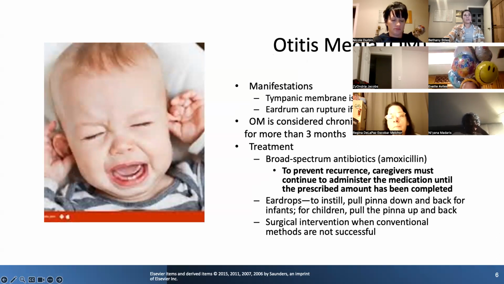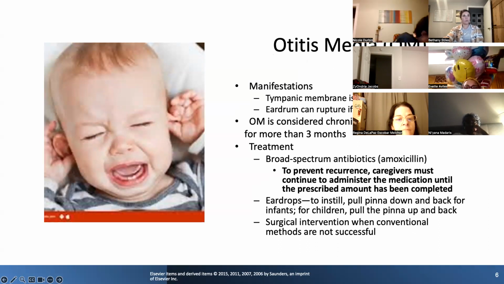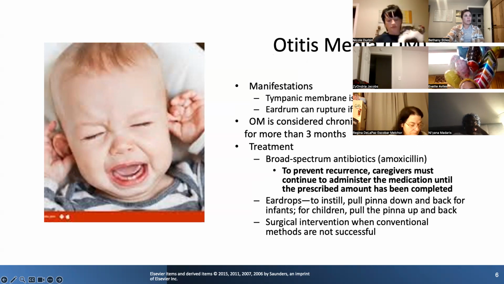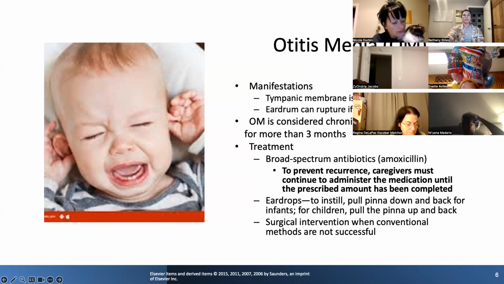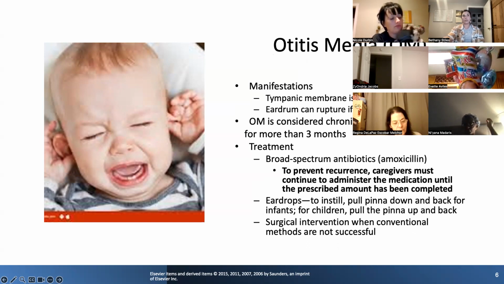For otitis media, you're going to have that red bulging tympanic membrane, and your eardrum can rupture if there's an abscess that forms. We consider it to be chronic if it lasts for more than 3 months. Typically, we're going to give broad spectrum antibiotics like amoxicillin. We need to make sure that our parents are completing their full course so that we don't have a recurrence. If medications don't work, then we might have to intervene with surgery.